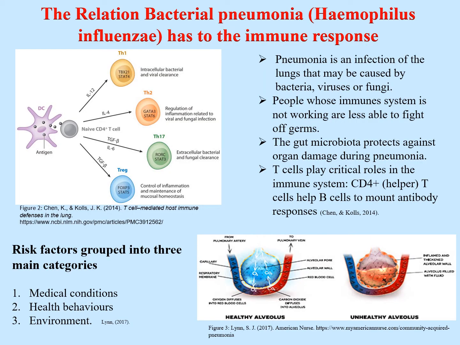The lungs are made up of small sacs called alveoli, which fill with air when a person breathes. When an individual has pneumonia, the alveoli become inflamed and filled up with pus and fluid, which makes breathing painful and limits oxygen intake. T cells play critical roles in the immune system. CD4+, known as the helper cell, and T cells help B cells to mount antibody responses.